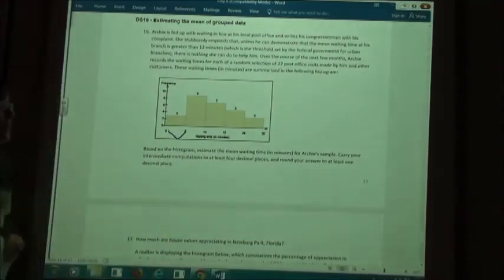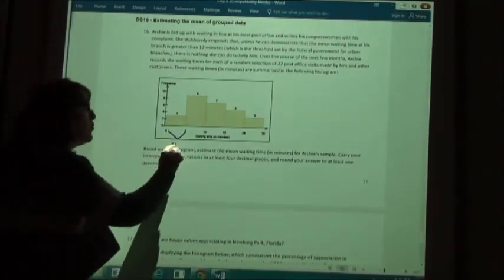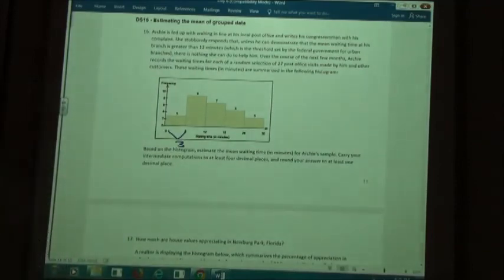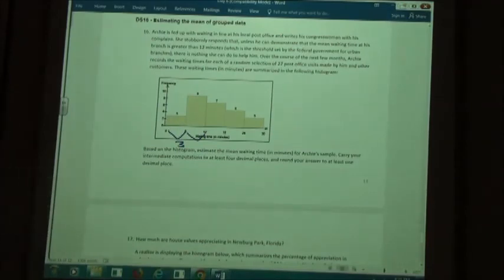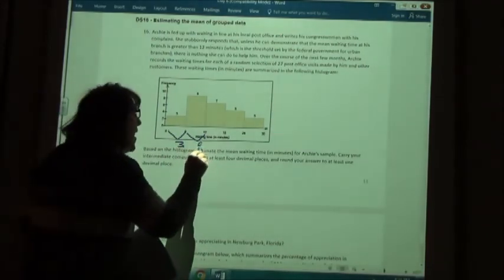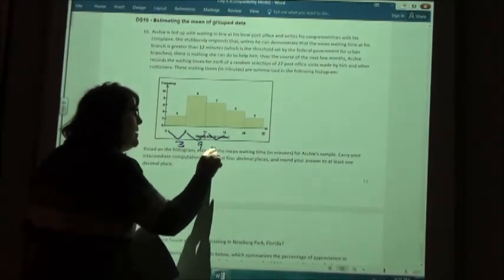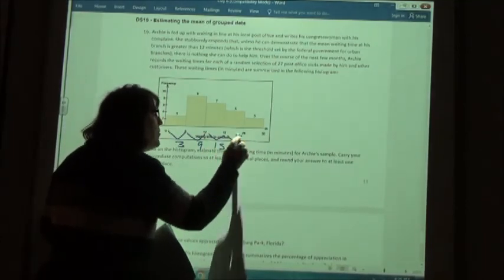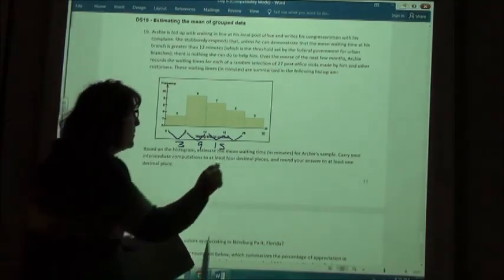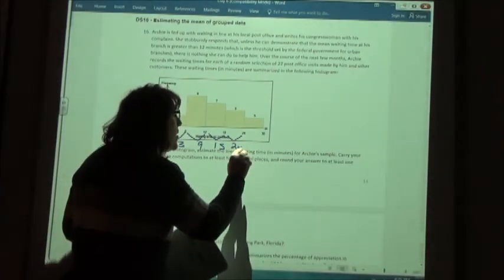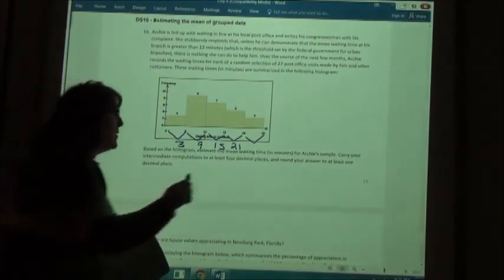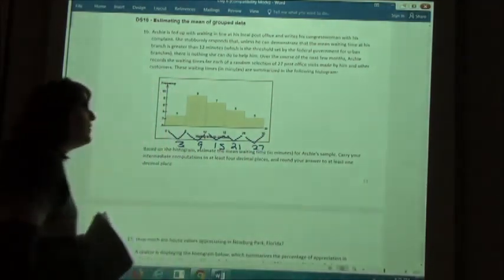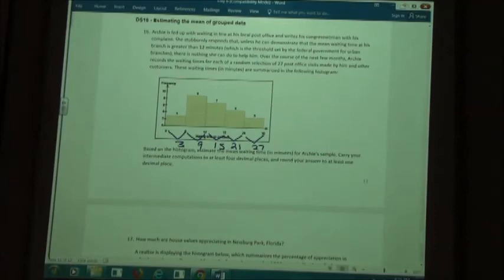Halfway between 0 and 6 would be 3. If you're not sure, add them together and divide by 2. Halfway between 6 and 12 would be 9. Halfway between 12 and 18, 15. Halfway between 18 and 24, 21, right? Halfway between 24 and 30, 27. And again, if you're not sure, just add the two numbers and divide by 2.